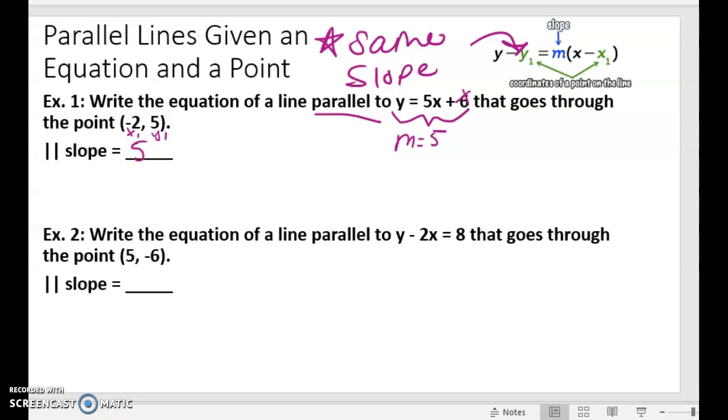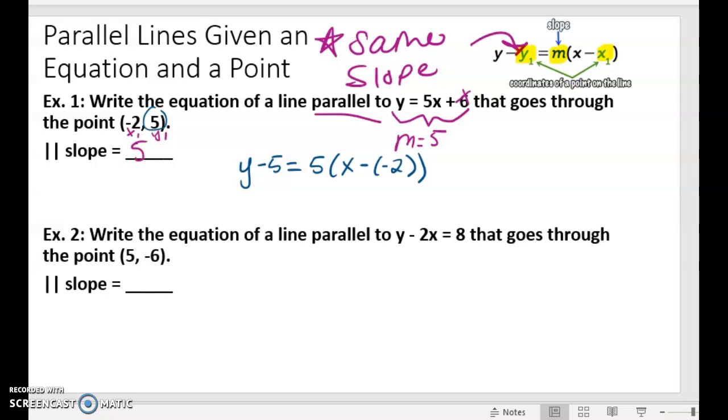So now I have everything that I need in order to plug into my formula. y minus y1, so y1 is 5, so y minus 5 equals m, which is 5, times x minus, and I'm going to put parentheses here because I have a -2. Okay, so the y stays by itself, the x stays by itself. The only things that you actually substitute things in for is y1, m, and x1. So you just have to determine what is that y1, what is that x1, what is that m.